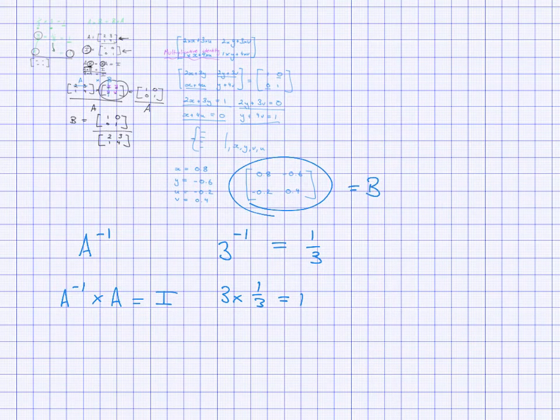Now, you don't have to believe me, but if I go to the calculator and plug it in, I will get A times B equals the identity. If I plug it in the other direction, remember order is important for multiplication of matrices, I still get the identity matrix because B was the inverse of matrix A.